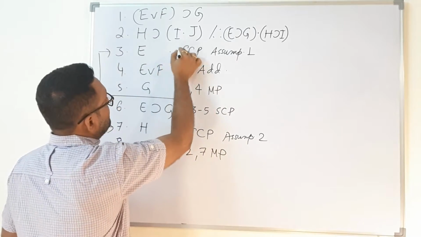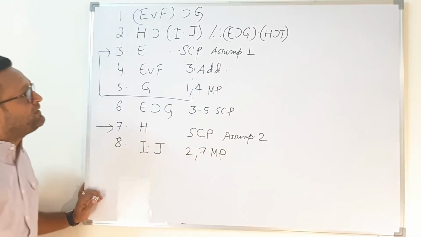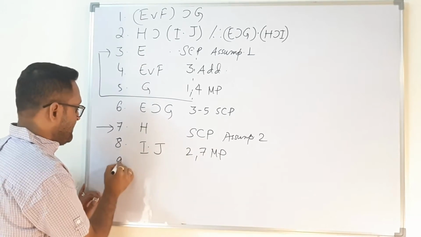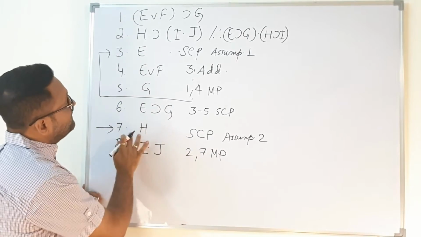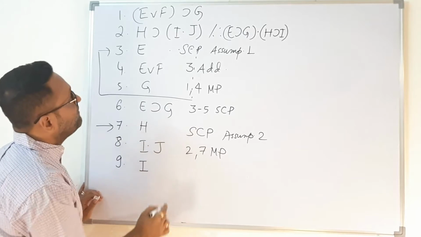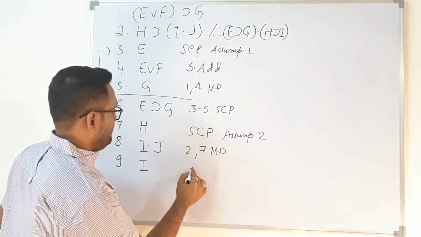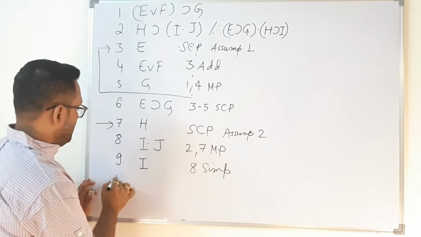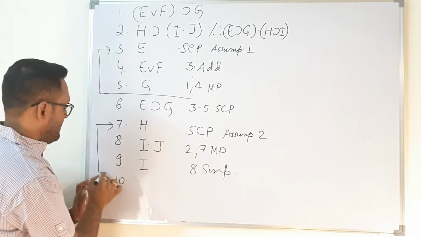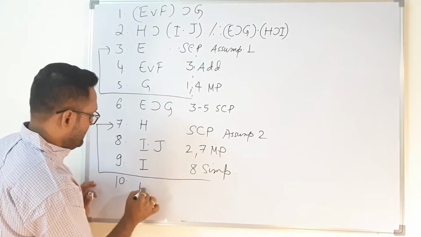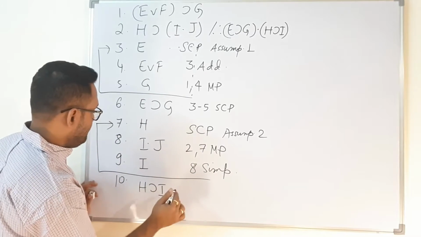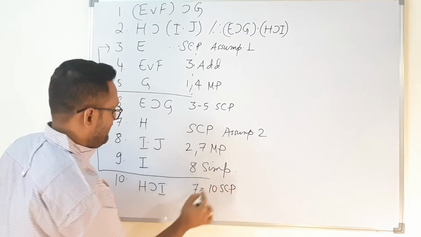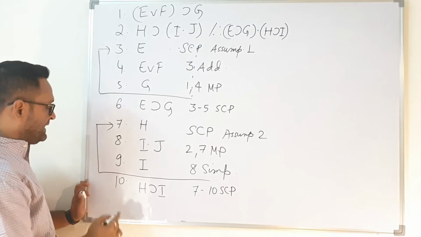Now as you can see, I will not be able to use these earlier steps, and it will not be required either. So on step 9, I will simplify to get I, which is the requirement. This will be 8 simplification. And on line number 10, I will put the closure here. So I will get H implies I. This is from 7 to 10 SCP. Fine, so I have got my desired things.